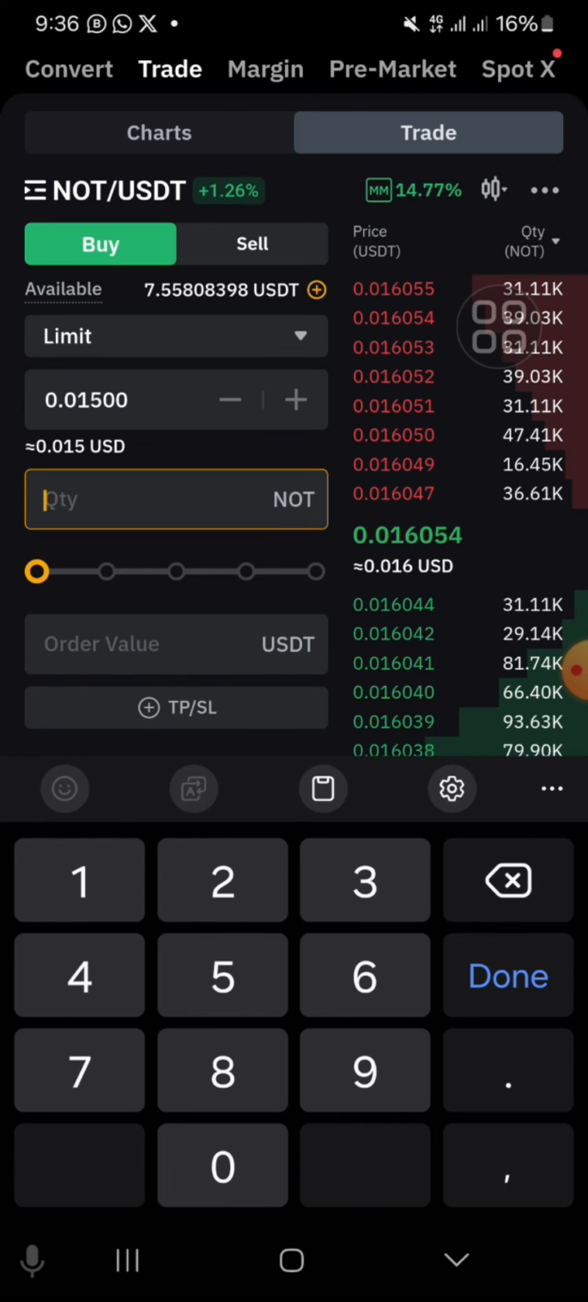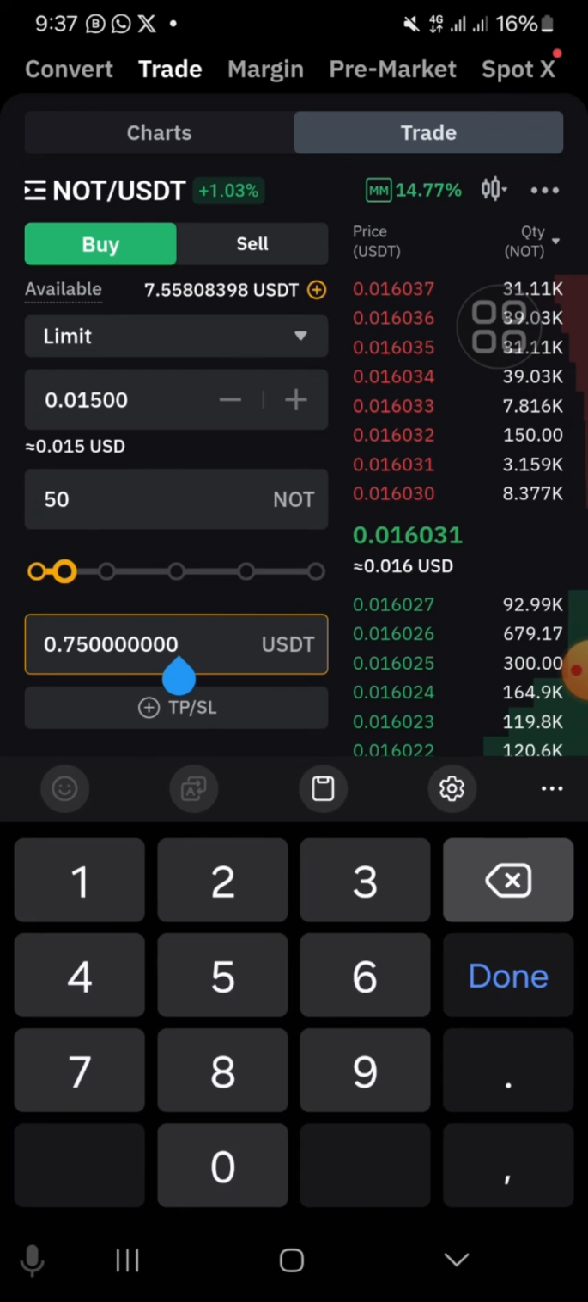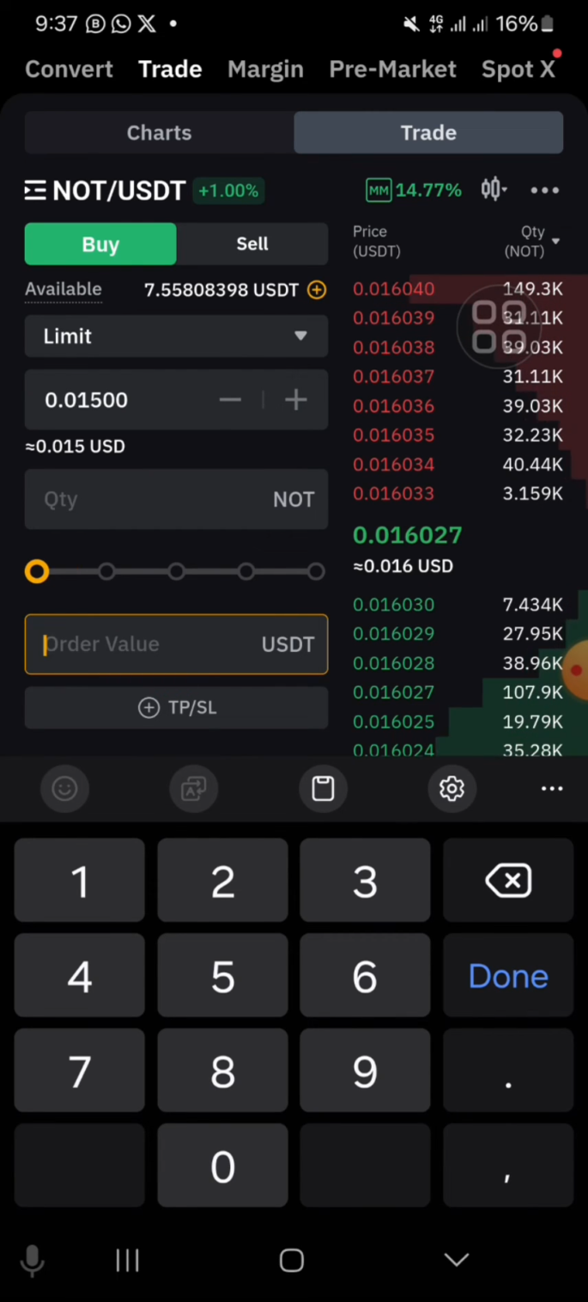0.01500. Then on this place, type the quantity of Notcoin I need. Let's say I need like 50 Notcoin. This one is in USDT. Let me just type the amount in USDT of Notcoin I want to buy on this place.